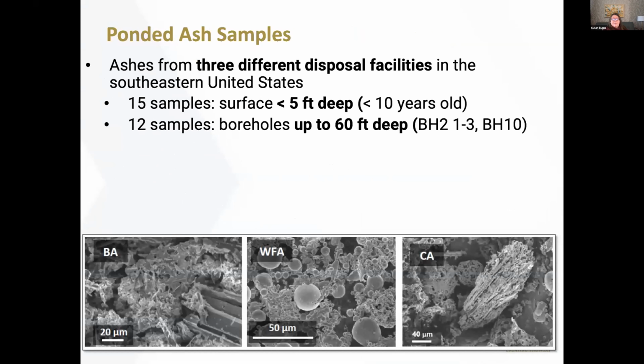So we took ponded ash samples from 3 different disposal facilities in the southeastern United States. We took samples from about 5 feet deep. These were surface disposed, about 10 years old. And then we took samples up to 60 feet deep, right? It's hard to estimate in power plants because the records aren't always perfect, but those were on the order of 30 to 35 years old.